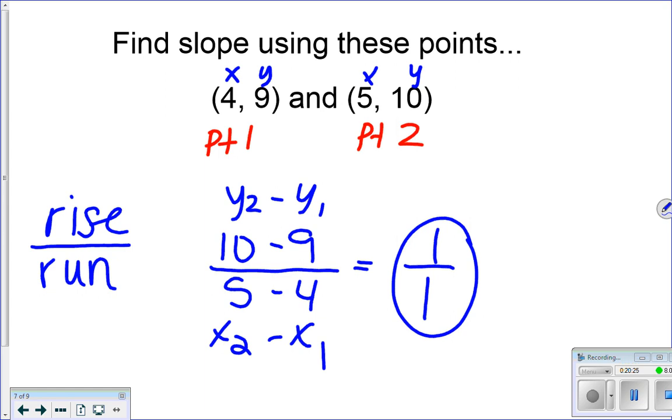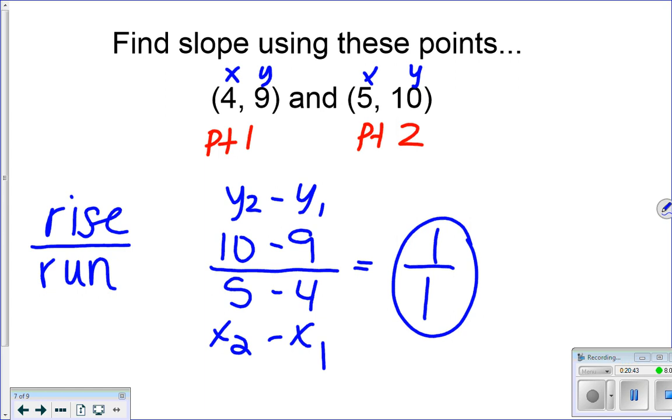Okay. So when I first see my points, I label this is going to be my point 1, that's going to be my point 2. Okay? And then I label them x and y inside. So then I can say, well, the y in my point 2 is 10. The y in my point 1 is 9. Okay? Then I subtract them.